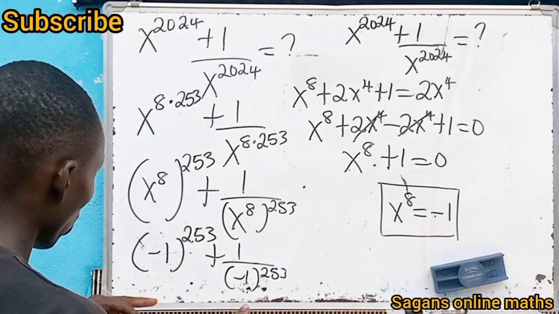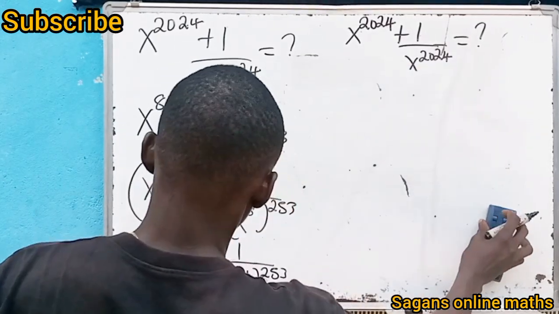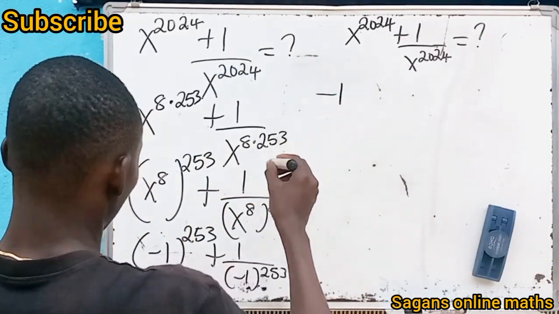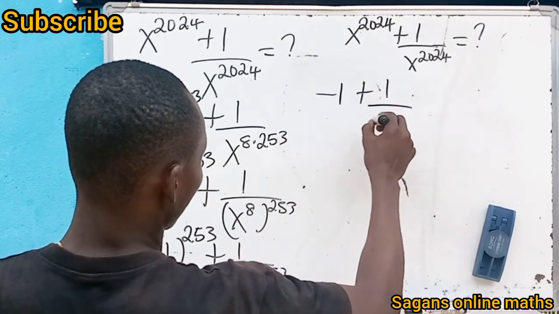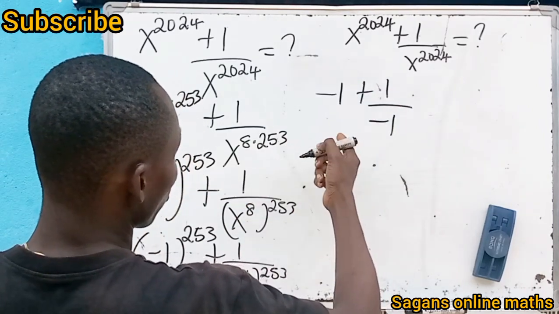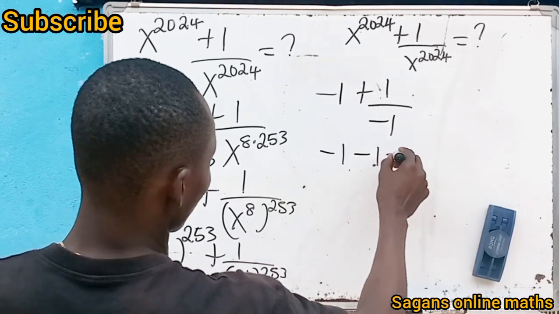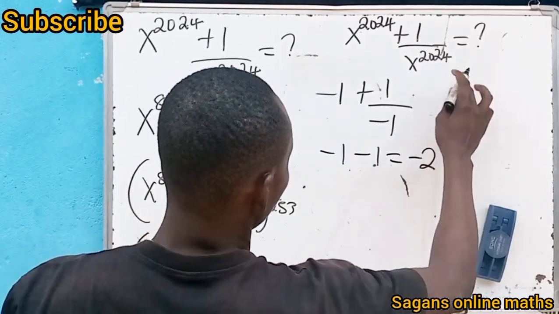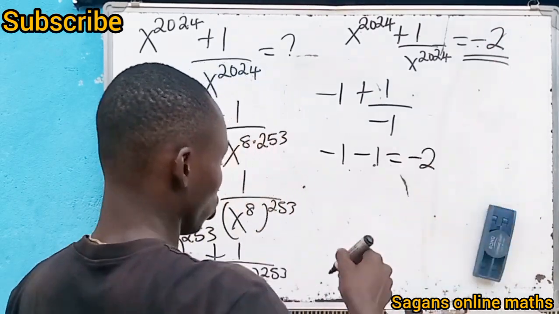So now all this will give us minus 1, then plus 1 divided by minus 1. We know that 1 divided by minus 1 will give us minus 1. Minus 1 minus 1 is equal to minus 2. That means all this is equal to minus 2, and this is the solution to this problem.